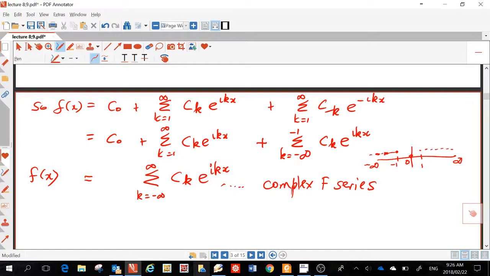Now, let us take c naught by itself in this formula here. When you put k equals naught here, you get c naught e to the power naught. This k is naught. What's e to the power naught? 1. So that's c naught by itself. That's how it's integration. Any other questions?